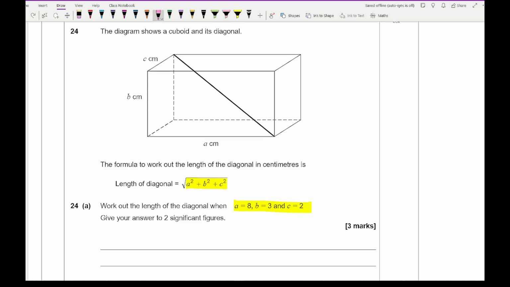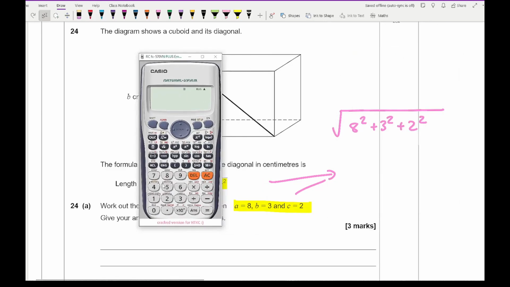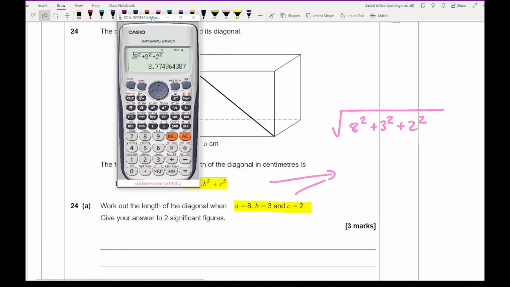So if I substitute those into the formula, what I end up with is the square root of 8 squared plus 3 squared plus 2 squared. So again, if I get the calculator and enter that exactly how it's seen, so square root, and I've got 8 squared plus 3 squared plus 2 squared, press equals, gives me root 77, press SD, and the question is asking to give our answer to two significant figures.